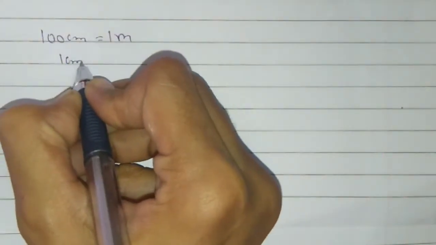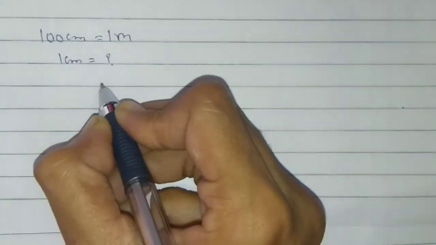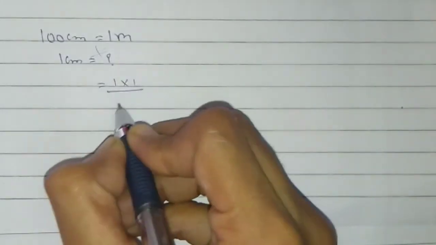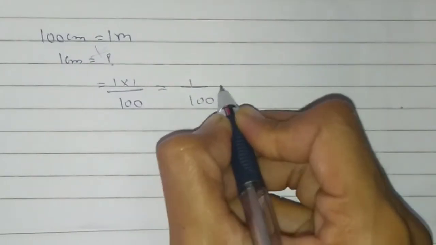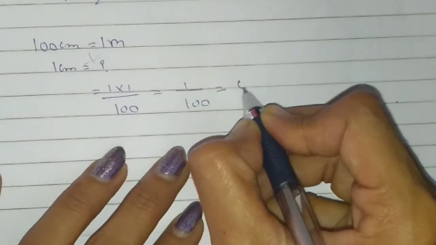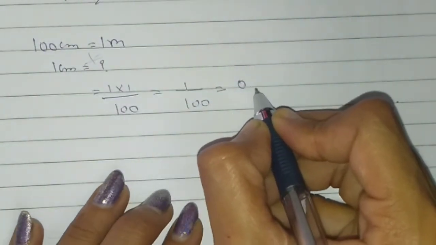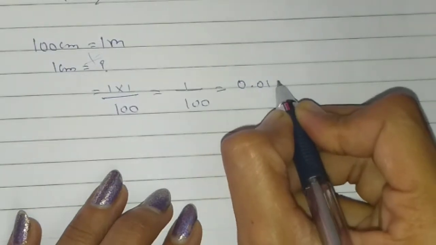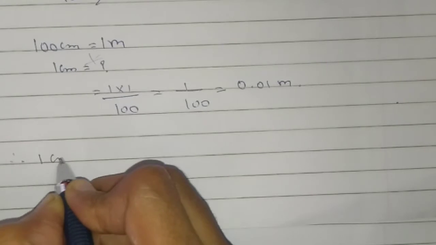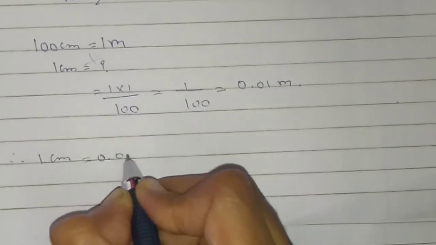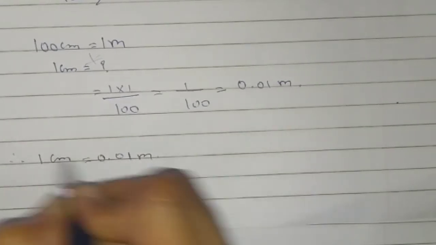We know that 100 centimeter equals 1 meter. So 1 centimeter equals how many meter? Cross multiplication: 1 into 1 upon 100, which is equal to 1 upon 100. Here in decimal we will convert, so 0.01 meter. Therefore 1 centimeter equals 0.01 meter.